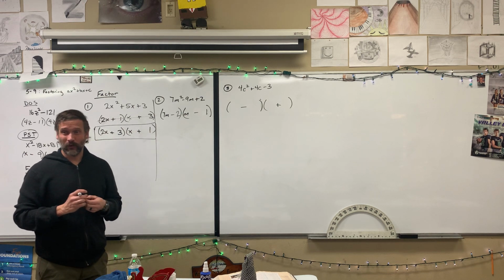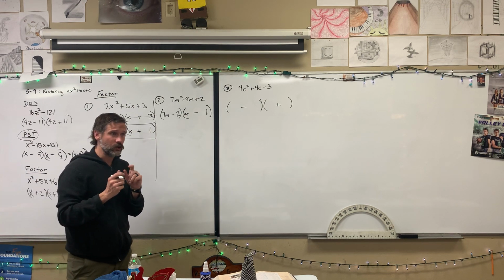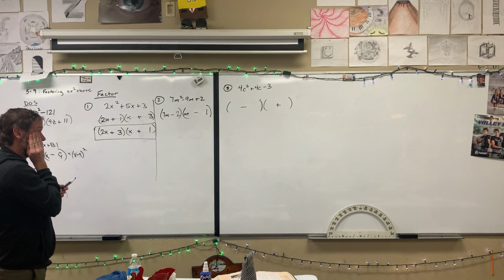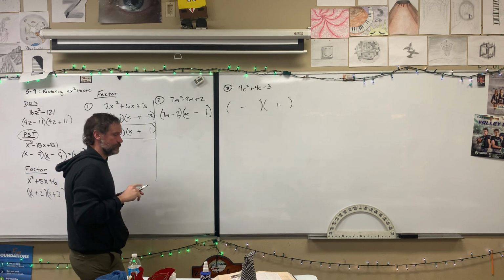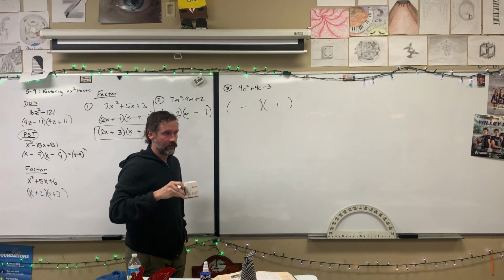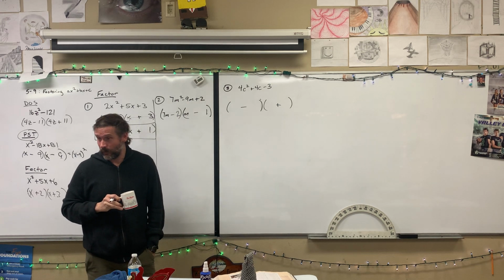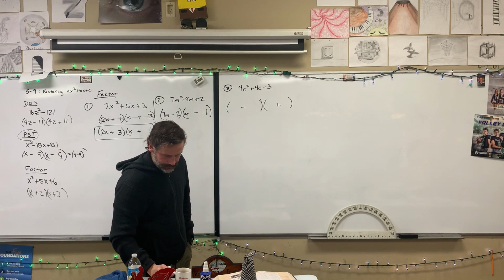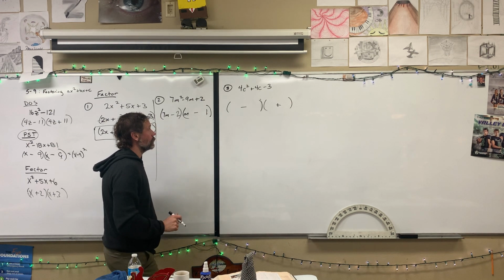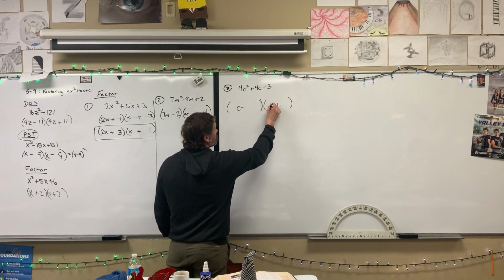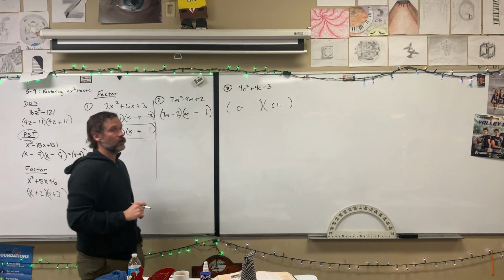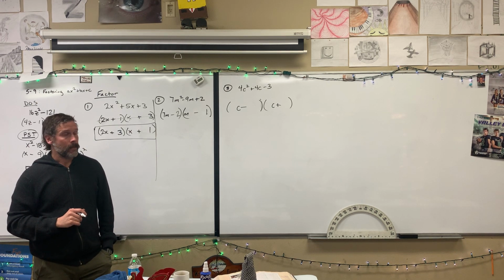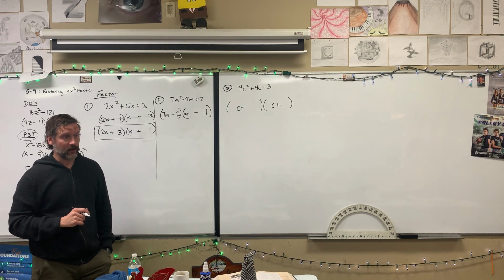Again, with a little bit of mental work, you could probably think through what it shouldn't be in certain areas. And then you just do a quick check. Do a FOIL check. If it foils out, fine. Back to the original, then you're set. We know we're going to have a C and a C, right? C times C is C squared. And then you're going to have a 3 and a 1. You just got to figure out where you might put it.